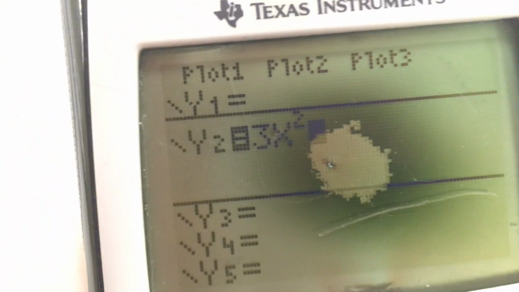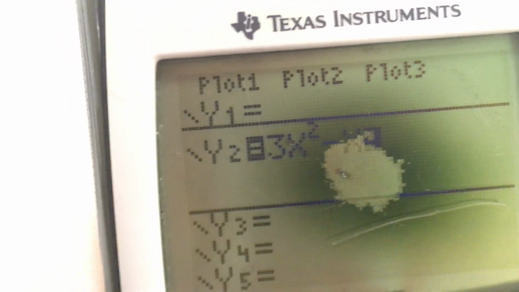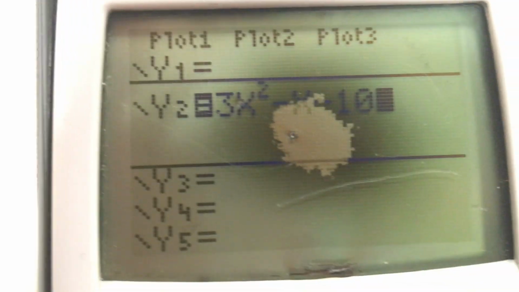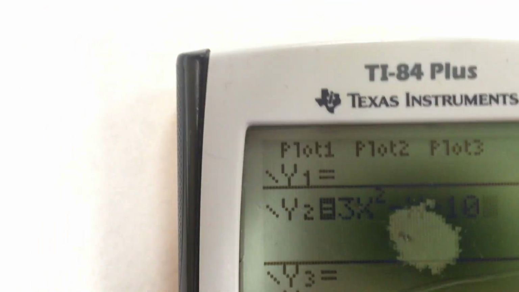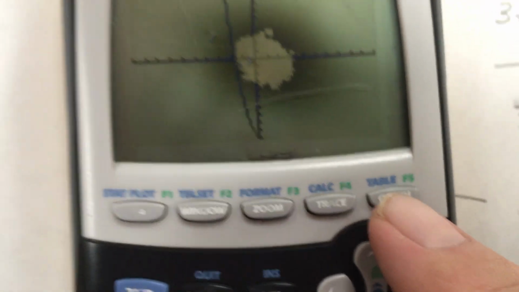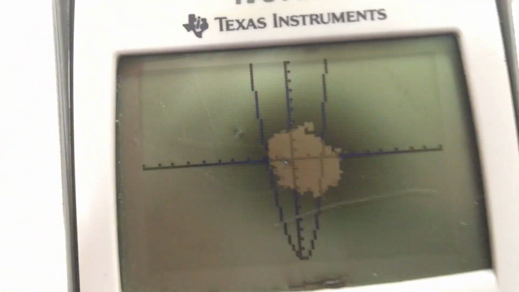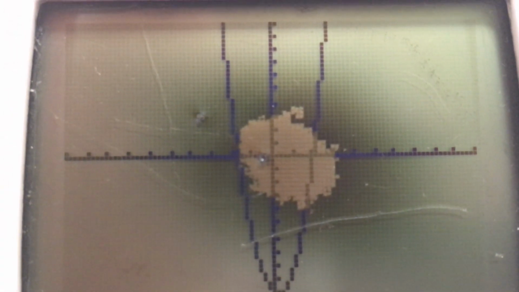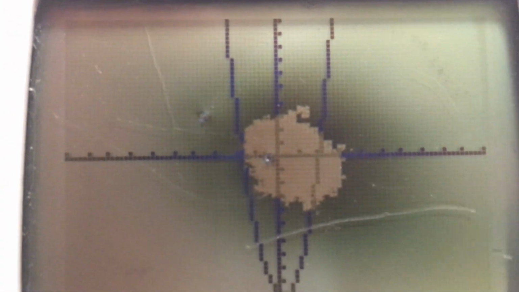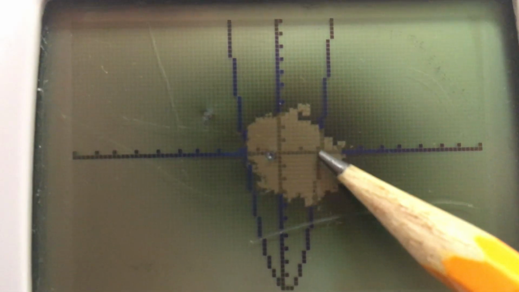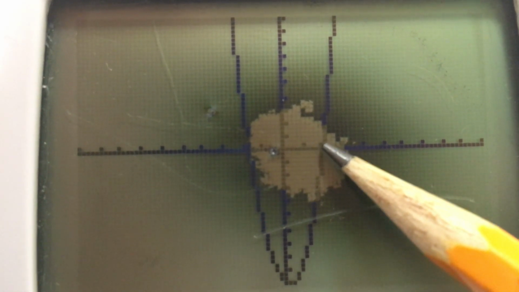3x squared times 10. Graph it by hitting the graph button. And you can see, I know it's difficult on this calculator, but you can see that one x-intercept is right here at 2.